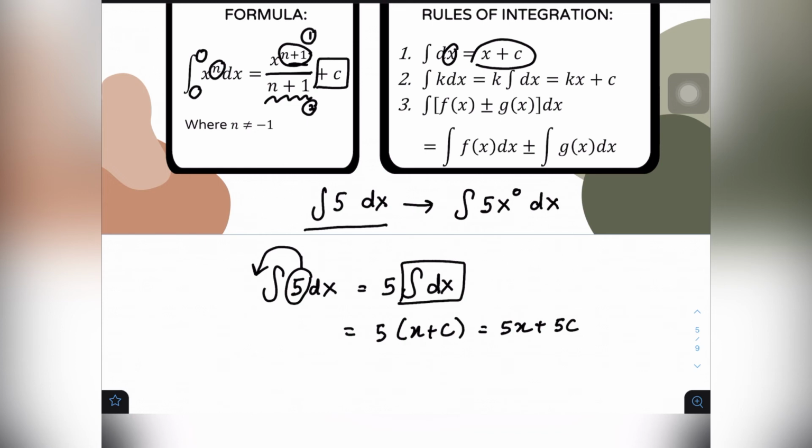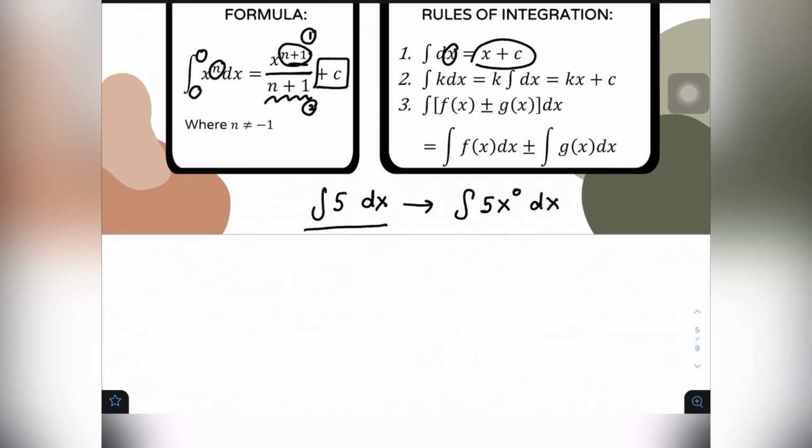Because c is a constant, when you multiply it by a constant you get another constant. For example, let's say c is 2. So 5 multiplied by 2, you get 10. 10 is another constant, so we just write 5x plus c. No need to write the coefficient. Whenever you integrate a function that has a constant coefficient in front, you can always bring the coefficient outside of the integral sign.